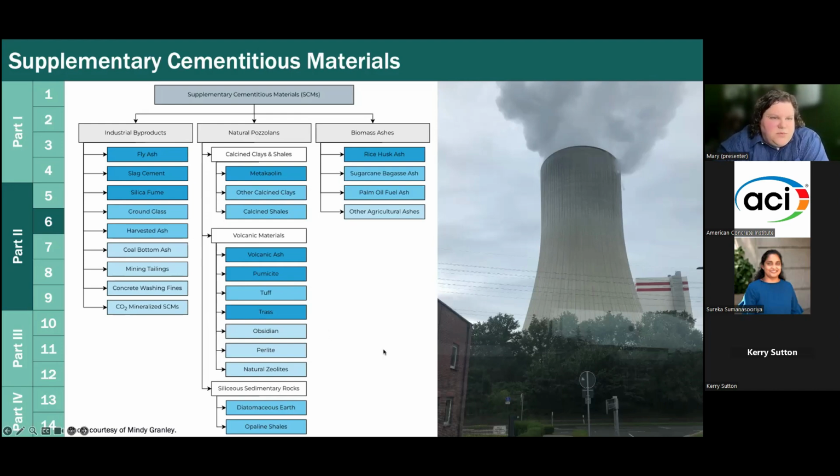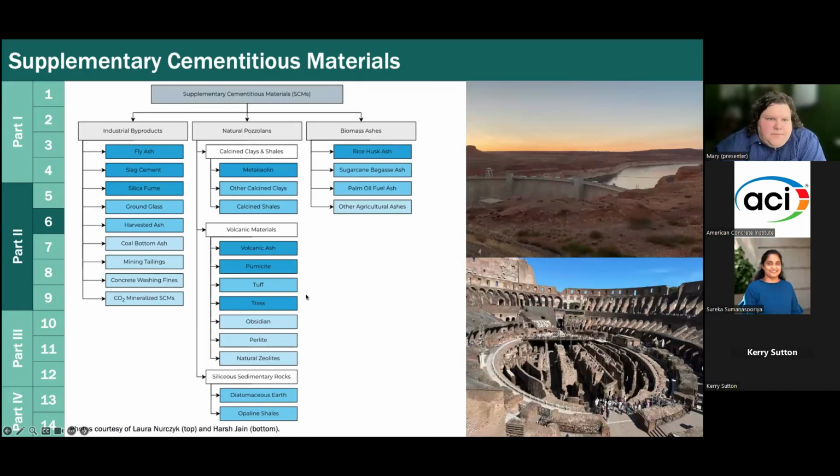So we broke the supplementary cementitious materials, SCMs, into 3 main categories. First we have industrial byproducts, the classic fly ash, slag, silica fume, ground glass, etc. And you can see the colors here are back to that proven, emerging, experimental. Then we have natural pozzolans, which we broke further down into calcined clays and shales, volcanic materials, and siliceous sedimentary rocks. You can see here, some calcined clay was used to make this dam out west. The Colosseum, of course, used volcanic ash, which would be considered a natural pozzolan.